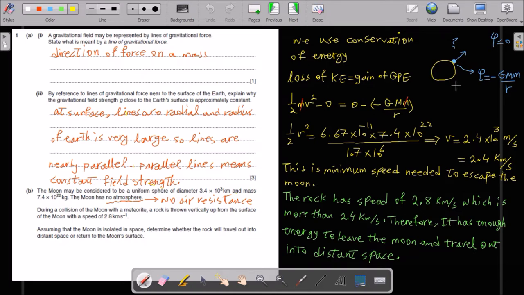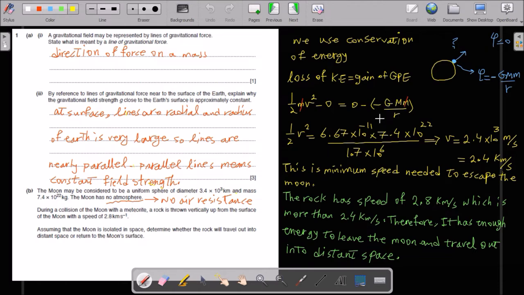Okay, now we use conservation of energy for this question. So loss of kinetic energy is equal to gain of gravitational potential energy because there is no atmosphere near the moon. That's why no air resistance and conservation of energy is true for this question. So near the Moon, kinetic energy is 1 over 2 mv squared, and in infinity or very far from the Moon, kinetic energy is zero. Gravitational potential energy in infinity is zero, and on the surface is negative GMm over R. Or, for example, at a distance from the surface, then gravitational potential will be negative GM over R.